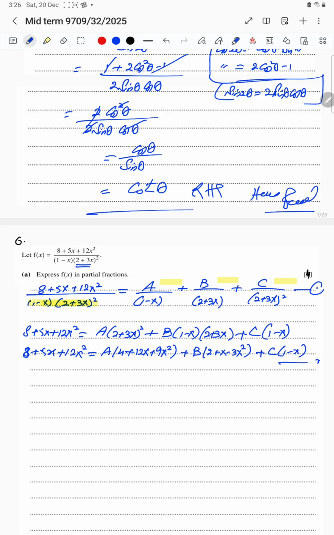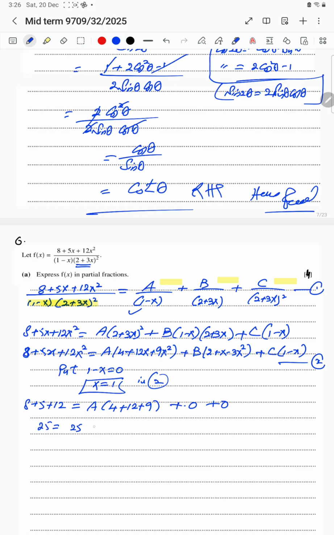Okay, take this equation number 2. Now put the term in the denominator of a equal to 0, 1 minus x equal to 0, that gives me the answer of a. Wherever you see x, replace it with 1. So 8 plus 5 plus 12 equals a into 4 plus 12 plus 9, and the rest will be 0 plus 0 plus 0. So 25 is equal to 25a. So a is 1.